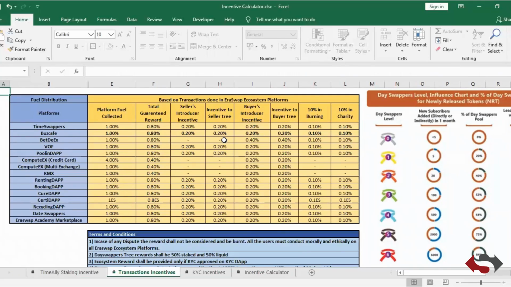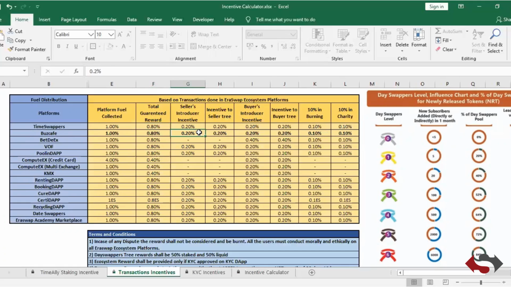Now, in this, suppose there's a transaction in any of these platforms like TimeSwappers, Bus Cafe. On these platforms, the buyer and seller are having a transaction. If any of them are in your tree as a direct or indirect, you shall get incentive on that. Here we are just showing how much platform fuel we have collected. On each transaction, roughly around 1% platform fuel is getting collected. Out of that reward, 0.8% is what we are going to be redistributing, while the remaining 0.1% is going into burning and charity.